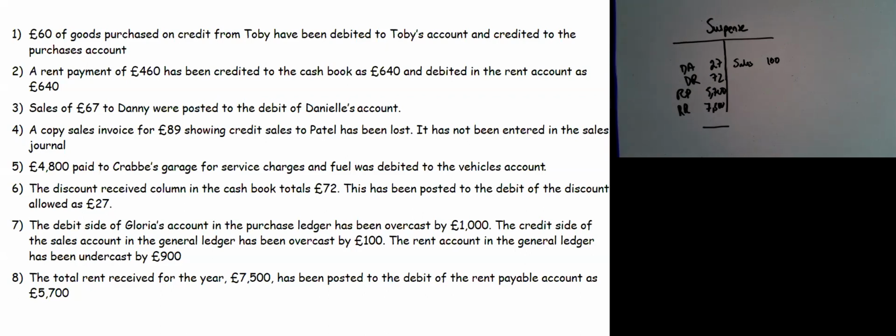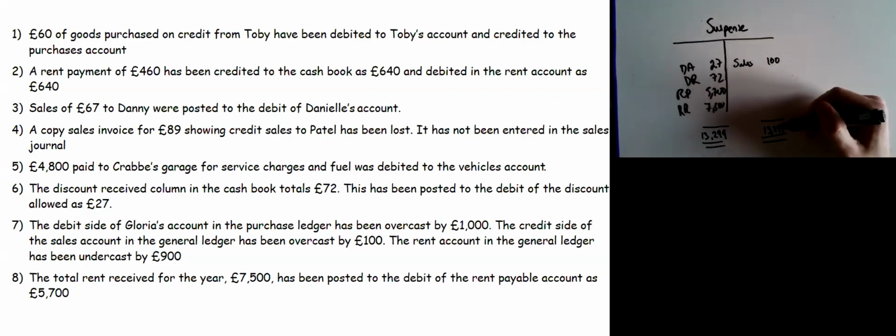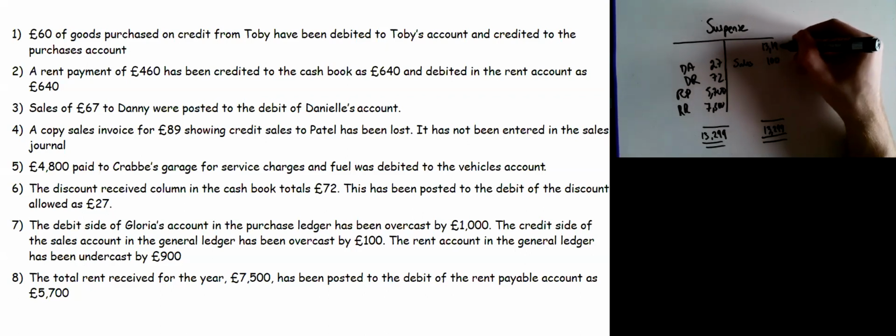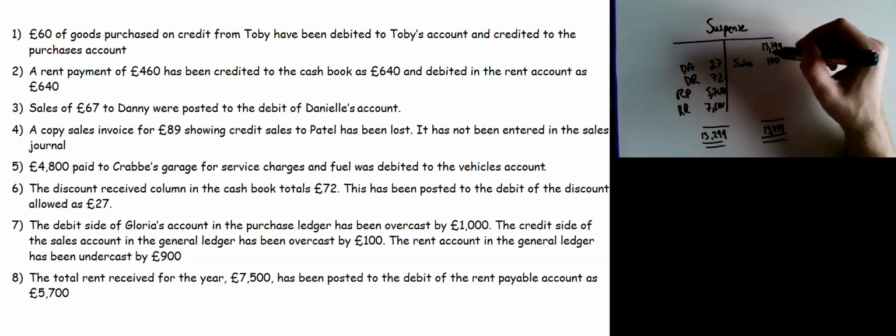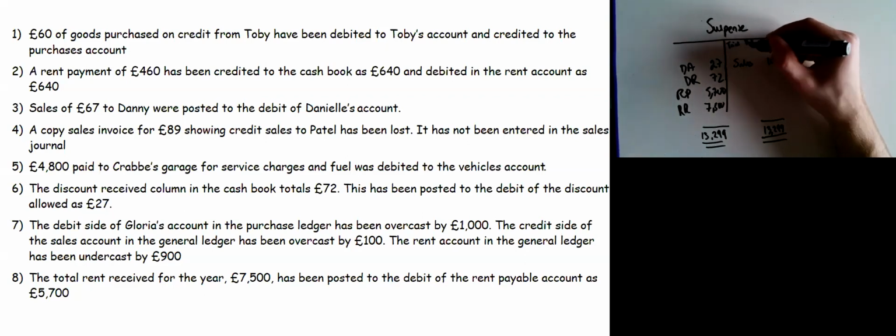Actually, I don't need a calculator for that. That will give us 13,299. So this side must have the same. However, this side is nowhere near that. So the difference, I'm going to put at the top. So 13,199. But I'm not going to call it balance BD. I'm going to call it trial balance difference.